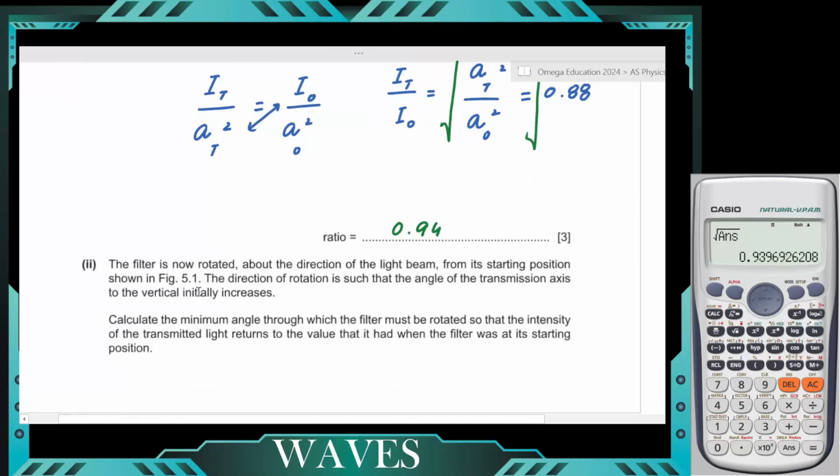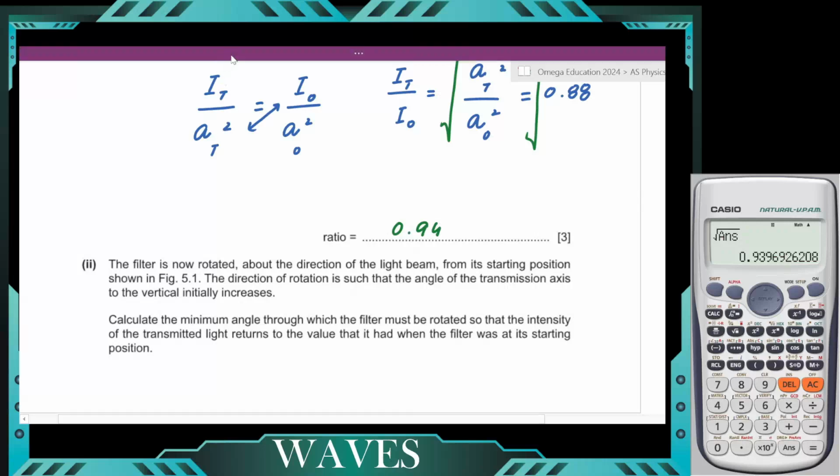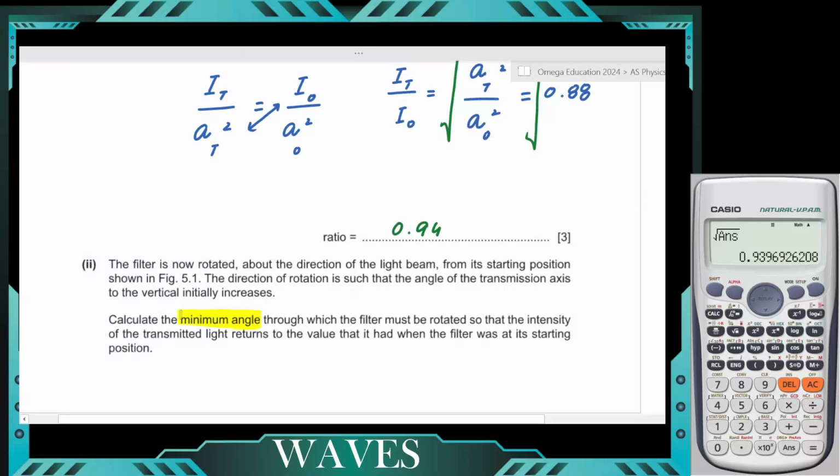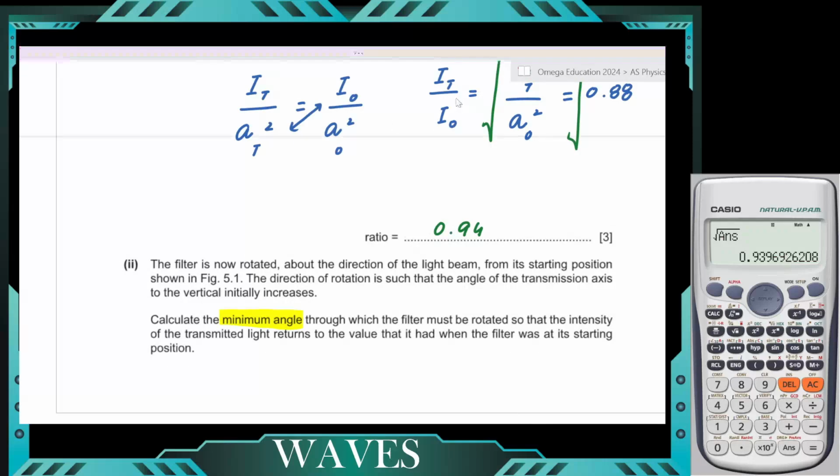Now for the next part, the filter is now rotated from its starting position so that the angle increases. Calculate the minimum angle to which the filter must be rotated so the intensity of the transmitted light returns to the value that it had when the filter was at its starting position. Now they ask you to find the minimum angle. The easiest way to do that is to draw the plane. We can draw the XY plane first, like this. And the previous angle was given as 20 degrees.